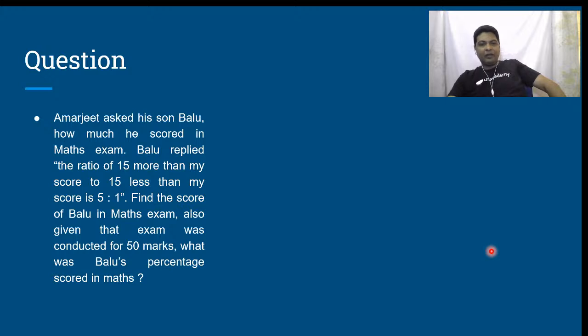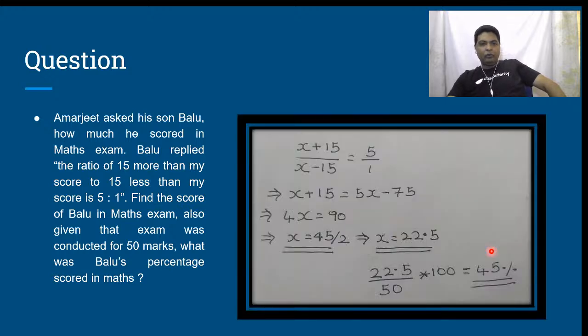Is that clear? However, if we want to look at the solution, this is the way the solution looks. Whatever I stated, I have just written it down. X plus 15 by x minus 15 is equal to 5 by 1. X plus 15 is 5x minus 75, 4x is 90, so x is equal to 45 by 2 or 22.5. Given that the maximum marks is 50, the percentage score is 22.5 out of 50 into 100, which will be 45%. And that is the percentage of marks scored in maths exam by Balu. Is that clear? After this, let's move on with another question.